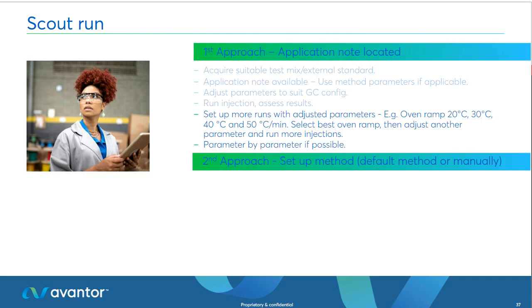So usually you'd start with 1 parameter and work through that. So, for example, the oven ramp, you can do a few different settings. So you can do 20 degrees on 1 injection, then 30, 40, 50 degrees per minute. Run those injections, select the best oven ramp, and then you can move on to a different parameter and run more injections and repeat. And we try to change it parameter by parameter if possible.